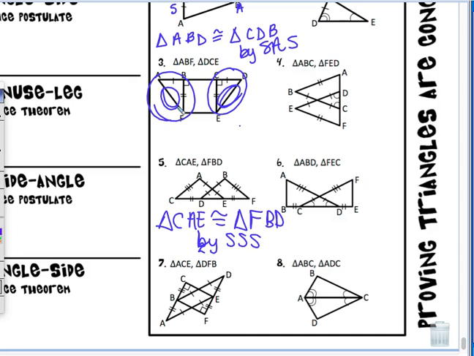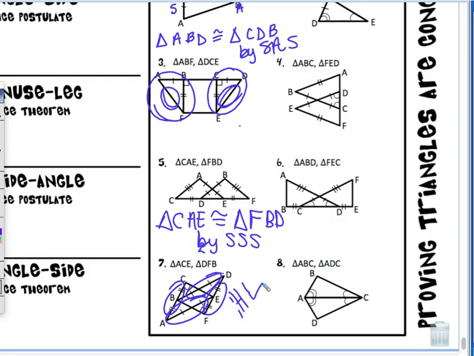Now when you get down to number 7, you see right triangles, and you can see that this leg is marked congruent to this leg, and this hypotenuse is marked congruent to this hypotenuse. Remember, the hypotenuse is across from the right angle, and you can see more pictures of that in your textbook. But when you look at that, these 2 could be proved congruent by hypotenuse leg. And so you could write that congruency statement.